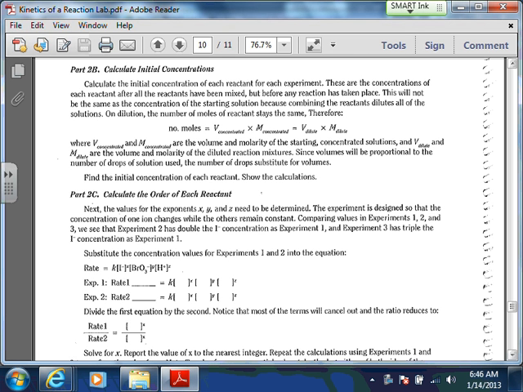You don't have to worry about figuring out the actual volume. You can just use the number of drops. So it says find the initial concentration of each reactant and show the calculations. The way we're going to do that, an example would be with the I minus. What we're going to do here is find the I minus concentration. That's supposed to be an equal sign. Let me fix that.